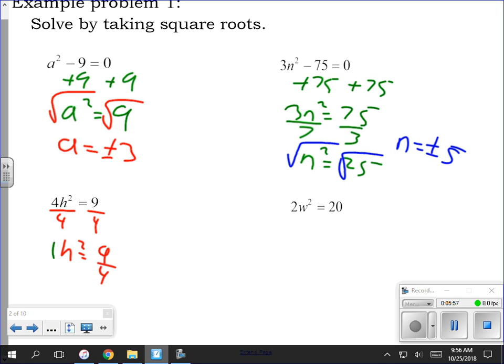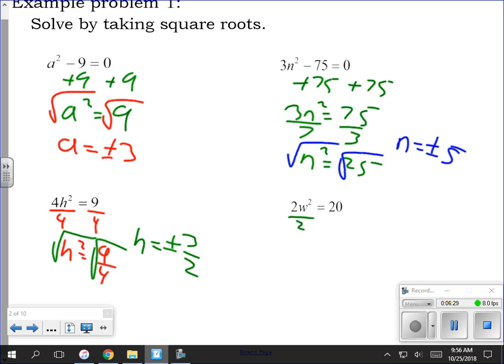So I square root both sides. And I get h equals, now the square root of a fraction is the square root of the numerator over the square root of the denominator. Square root of 9 is 3, square root of 4 is 2, so I get plus or minus 3 halves. Okay, they're perfect squares, just take the square root of the fraction. Square root of 9 is 3, square root of 4 is 2, 3 halves.